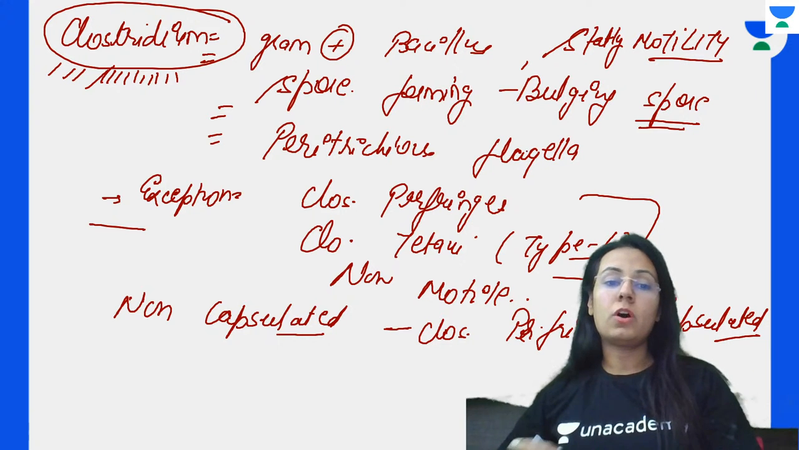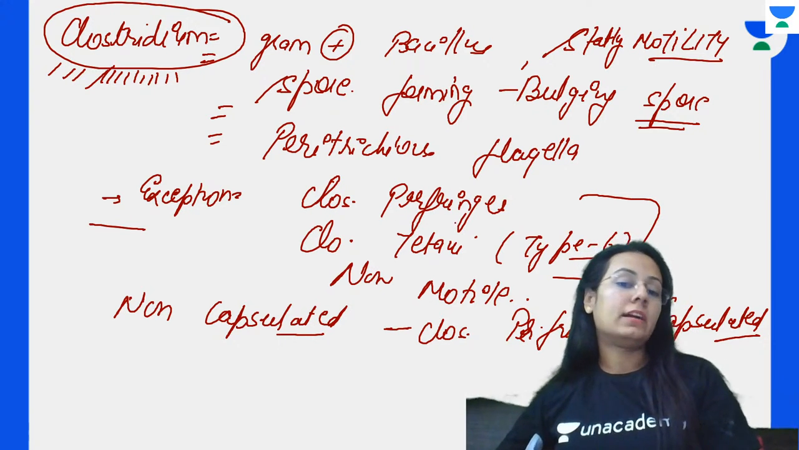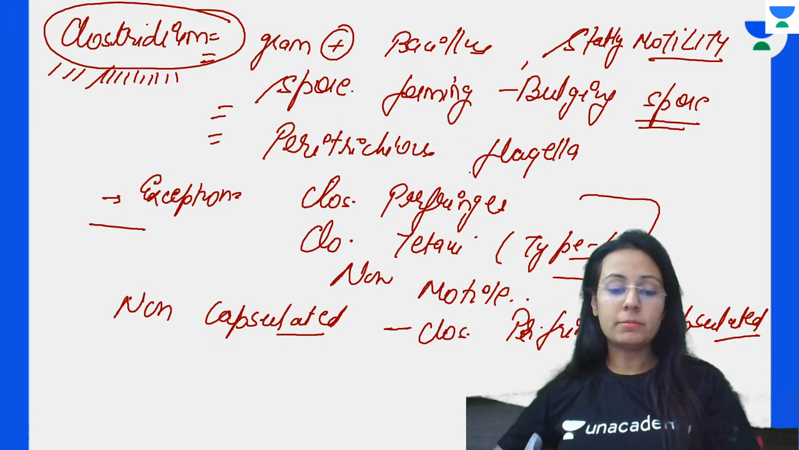But exceptions of the non-motile is what? Clostridium perfringens, and it is also an exception that they are capsulated. And another non-motile Clostridium is what? Clostridium tetani.